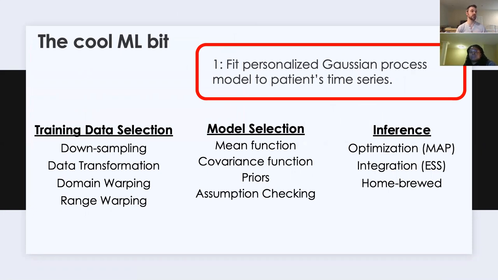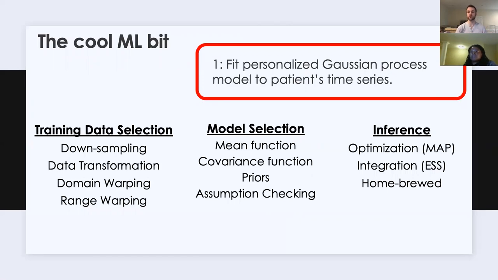So for example, the selection of the training model and how you deal with your training data, the transformations, downsampling, warping functions, things like that. And then we have the model selection itself, deciding what parameters and what parameterizations and the complexity of the models we're going to use.